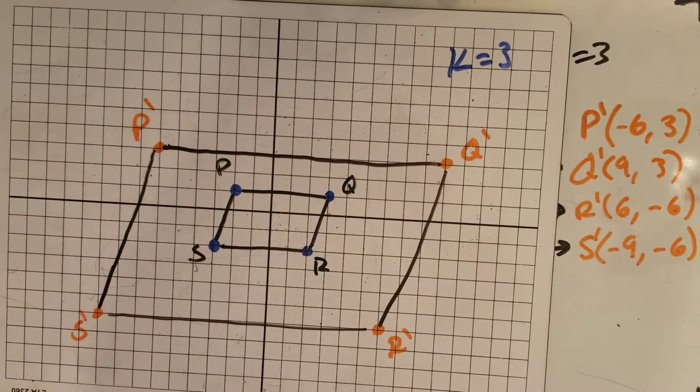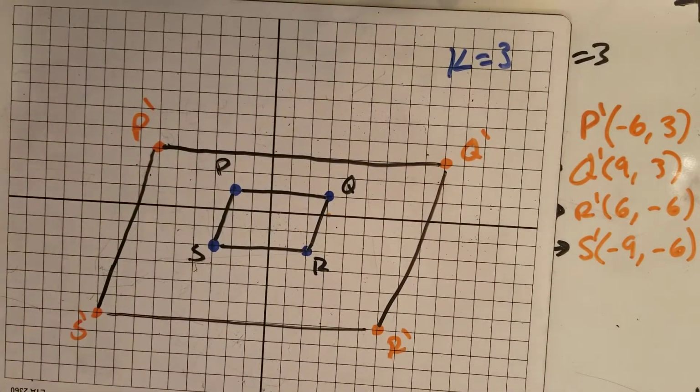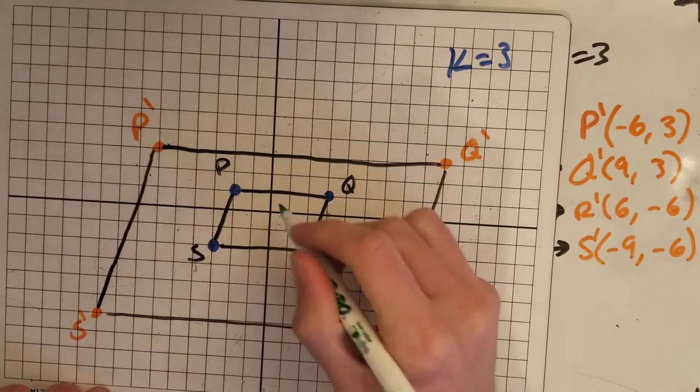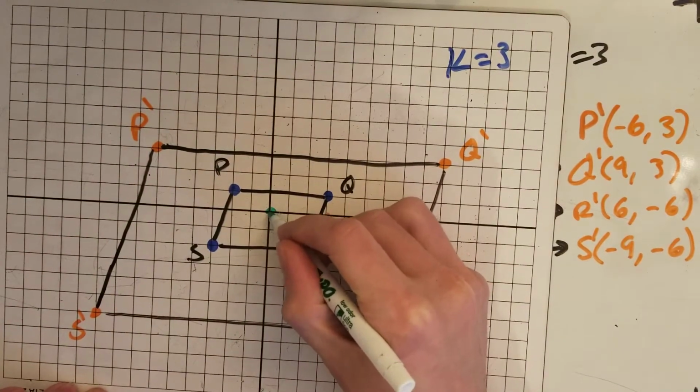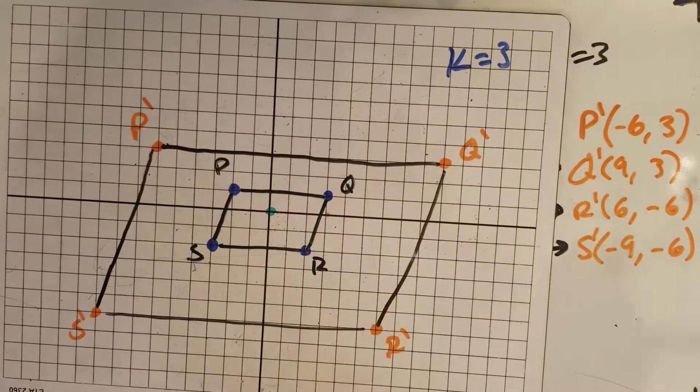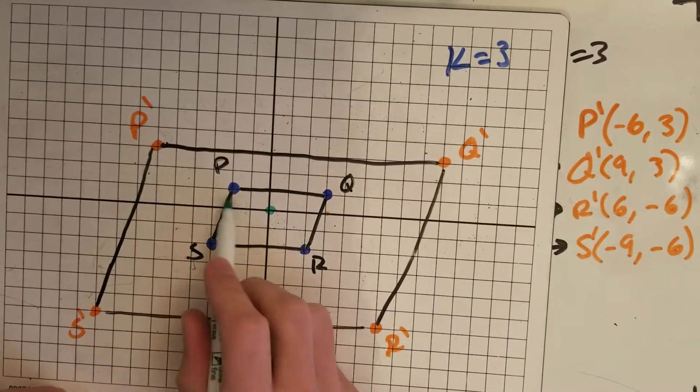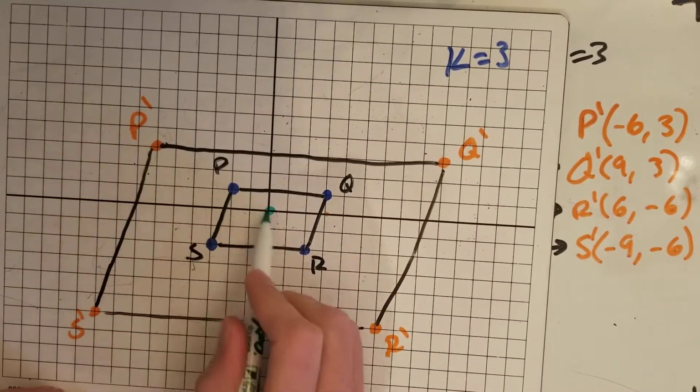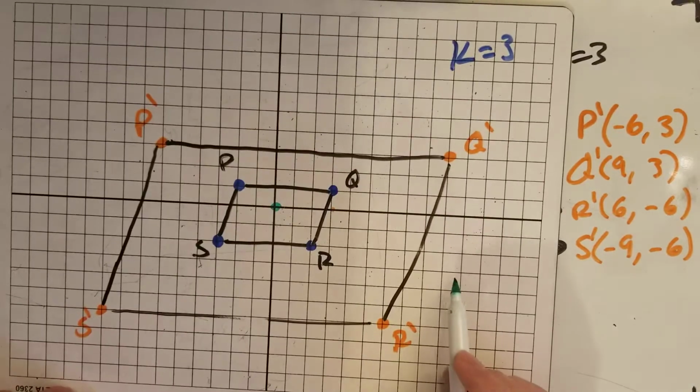Everything got 3 times larger when we're dilating about the origin. So everything is going to get 3 times further away from the origin. Like P was this far away from the origin, so P prime is now 3 times as far away.